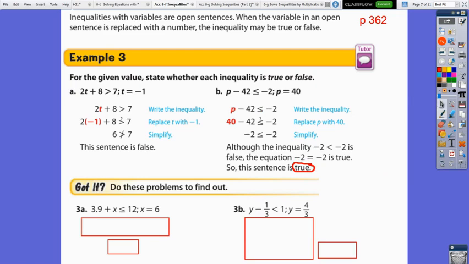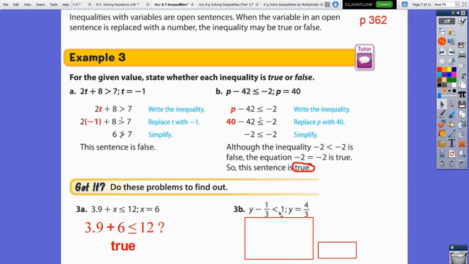Does it include the equal to part or not? All right, 2 for you to do. 3.9 plus x less than or equal to 12. If you put in x equals 6, is this true? Show the substitution step. 3.9 plus 6, is that less than or equal to 12? I put a question mark at the end here. Is it? This is 9.9, and yeah, 9.9 is less than 12. So this one is true.